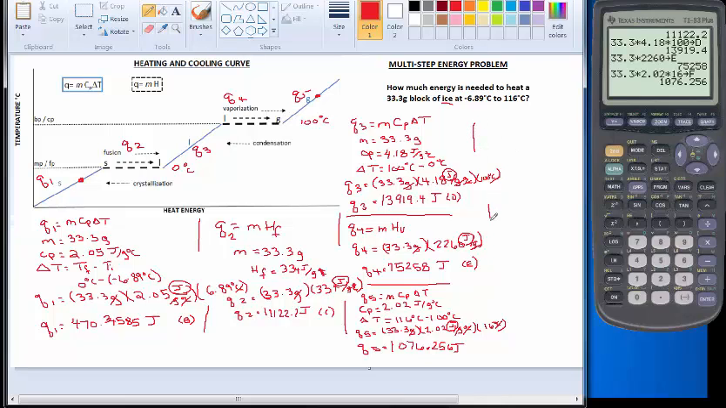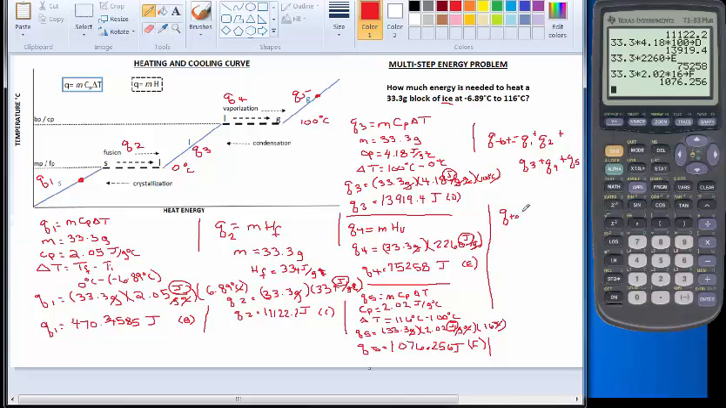Now we can find the final answer to our question. Since our question was asking us, what is the energy needed for heating a 33.3 gram block of ice at negative 6.89 degrees Celsius to 116 degrees Celsius, since it's asking us about the whole thing, the way that we find our final answer is by finding the total heat energy. And our total heat energy, since it was a 5-step problem, is Q1 plus Q2 plus Q3 plus Q4 plus Q5.